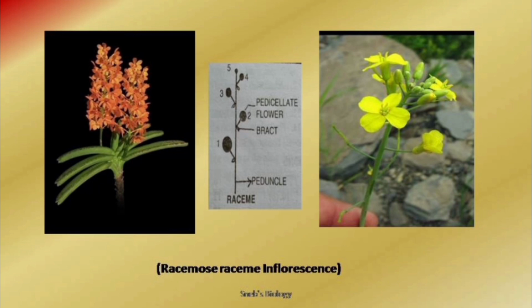Nothing comes at the tip, that's why it continuously grows. So examples of racemes are mustard, radish, etc. These are two important examples of raceme inflorescence.